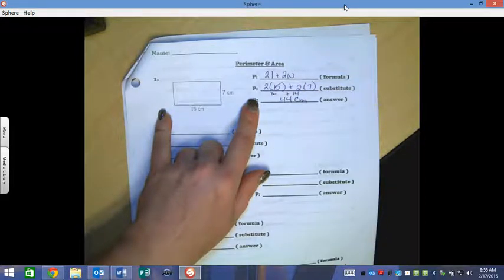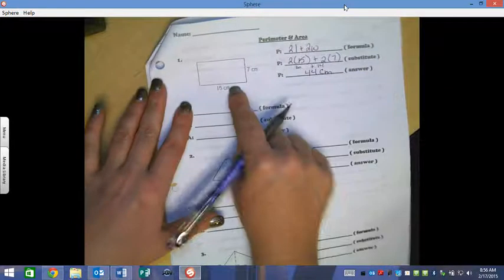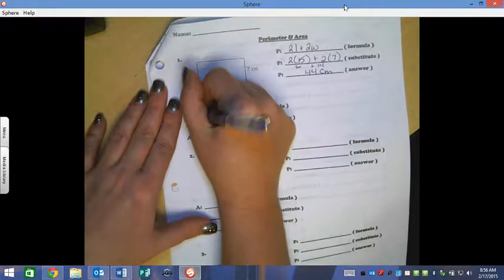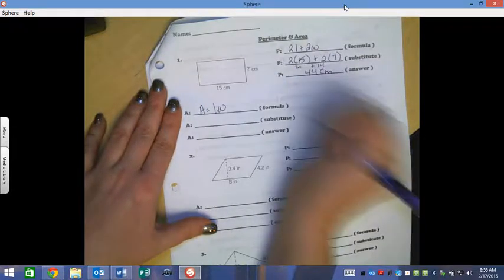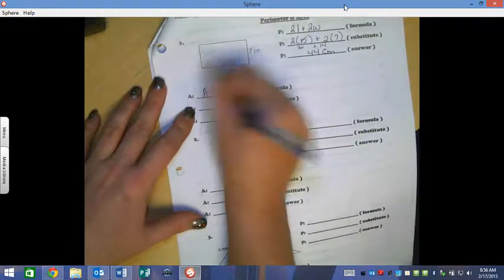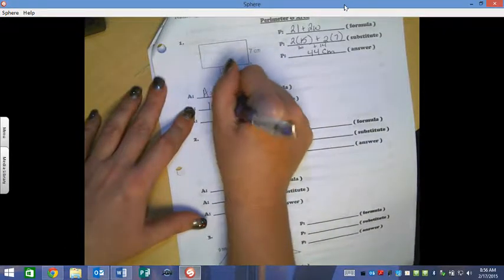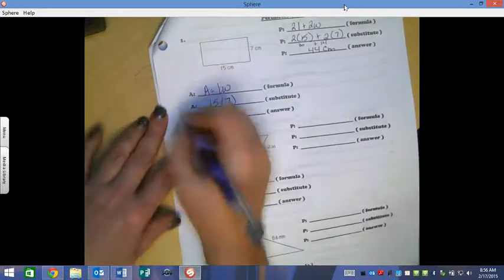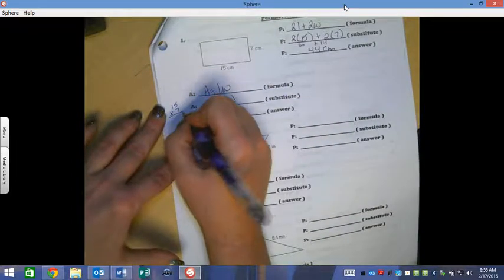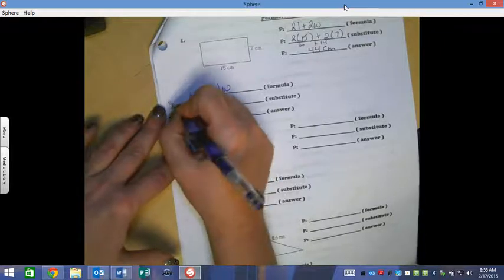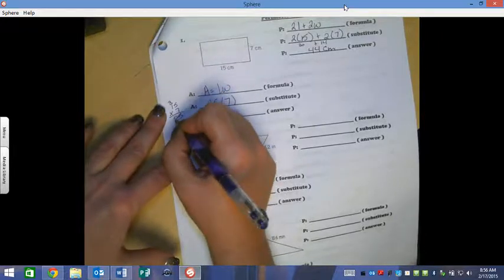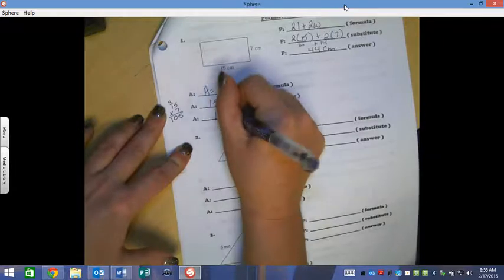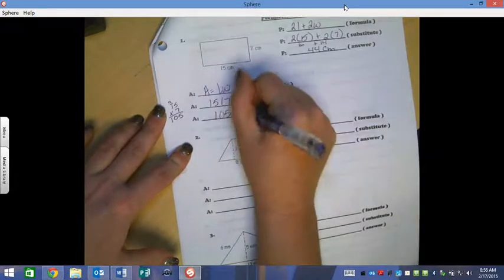Remember, your perimeter is just the units. Your area is squared. So here we have area of a rectangle. Area equals length times width. That's your formula. Substitute in your numbers. Area equals 15 times 7. And then work it out and put your answer. So 15 times 7. 7 times 5 is 35. 7 times 1 is 7, plus 3 is 10. So your area is 105 square centimeters. Yes, you have to have the units.